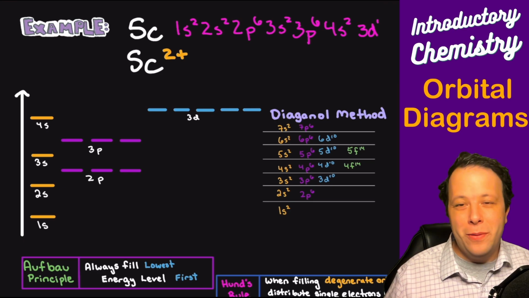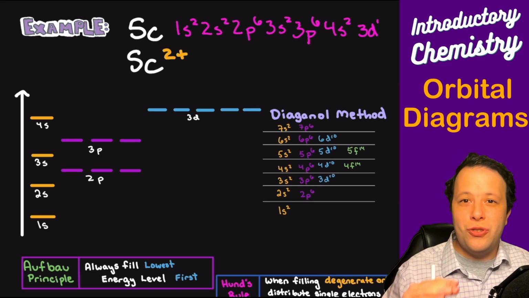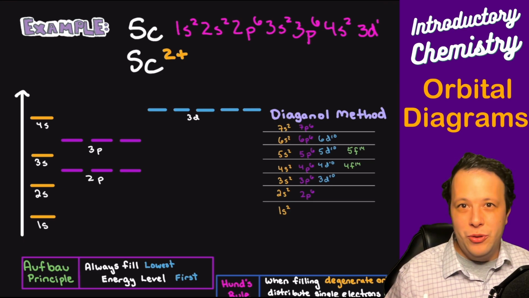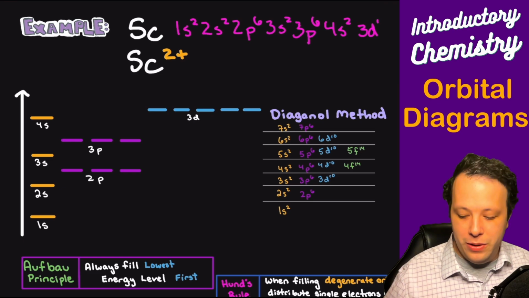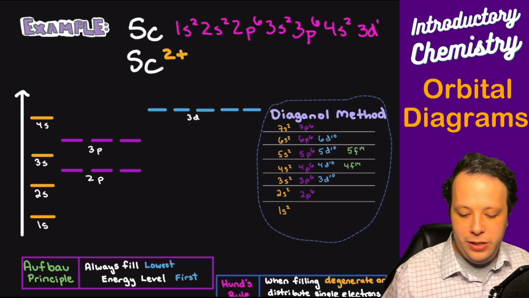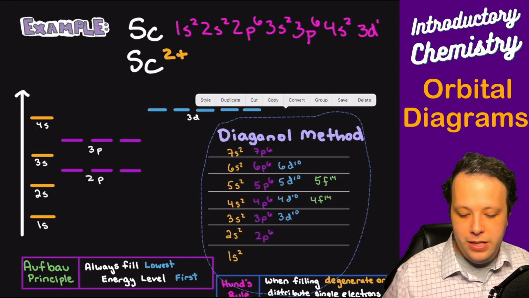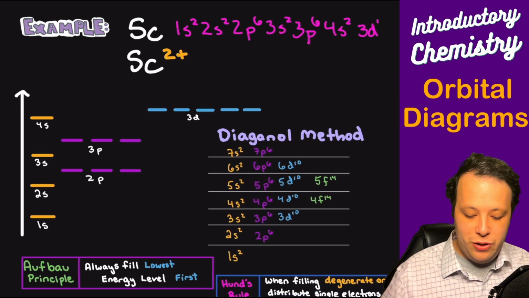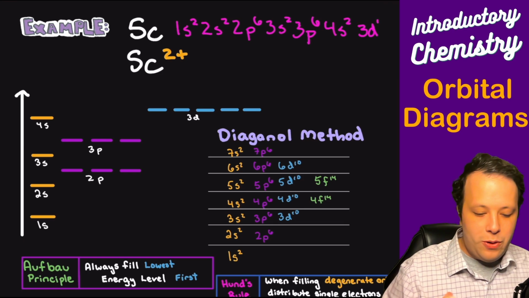So how do we go about it? Well, let's first just draw the neutral one first, and then we will fill in the rest of the puzzle. So we're going to use our diagonal method to help us, being that this is a very useful little trick.